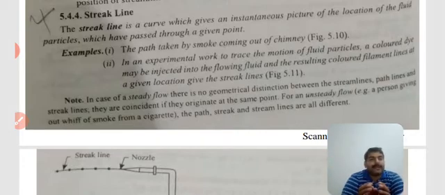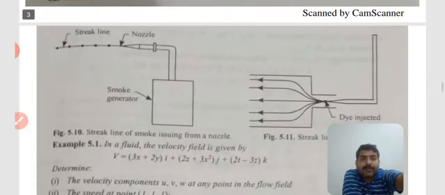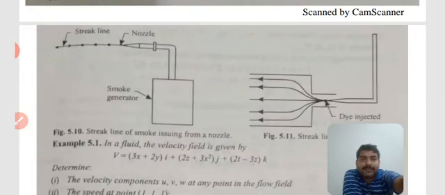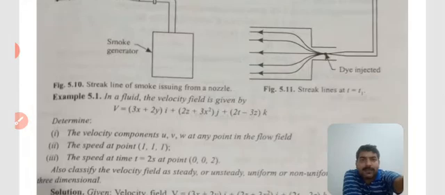In an experimental work to trace the motion of fluid particles, a colored dye may be injected into the flowing fluid, and the resulting colored filament lines at a given location give the streak lines, as shown in the picture below. So this is the streak lines, of smoke issuing from a nozzle, and streak lines at t equal to t1, that is the dye injector, and therefore spread here.